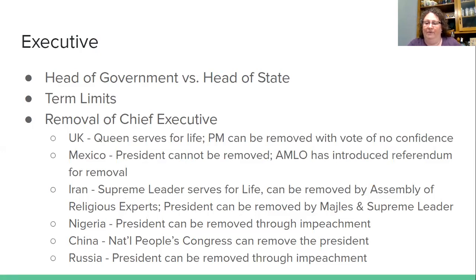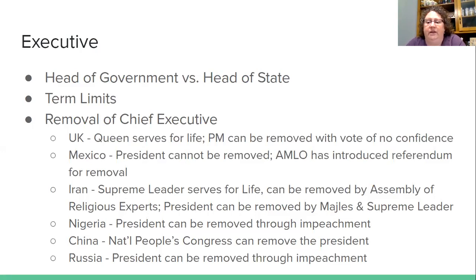And if there is a vote of no confidence, then they will be removed from power. In Mexico, the president, who serves as both the head of state and head of government, serves a fixed term of six years, the sexenio, where they cannot run for re-election. Currently, the president cannot be removed. There also is no vice president in Mexico.